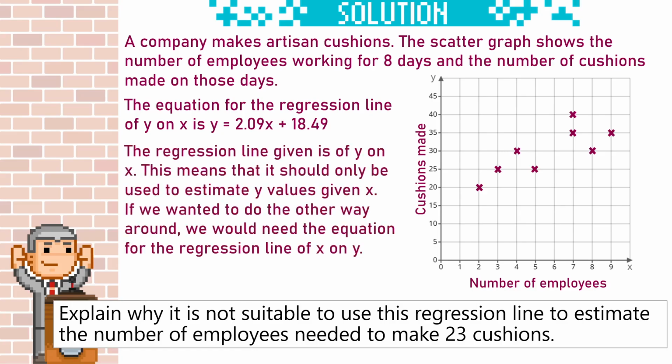So the regression line given is of y on x. This means that it should only be used to estimate y values given x values. If we wanted to do the same the other way around, we would need to find the equation of the regression line of x on y.